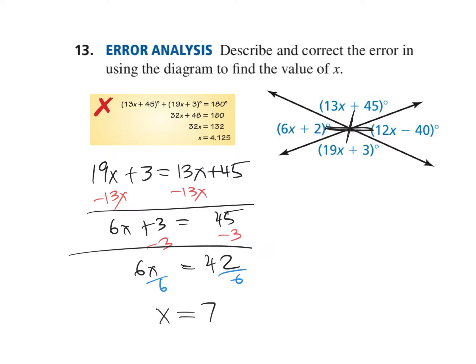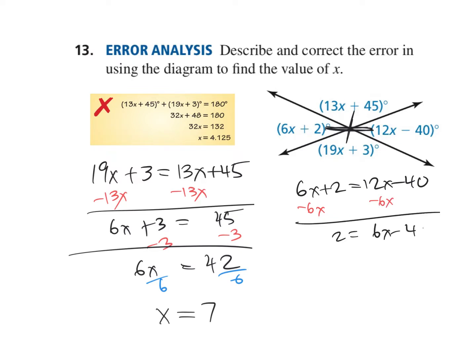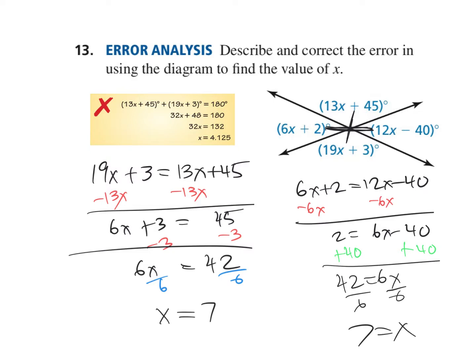Same thing as if we do this side. 6x plus 2 is equal to 12x minus 40. Those are all vertical angles, so they're equal. So I'm going to subtract 6x from the left, and I will get 2 equals 6x minus 40. And now I will add 40 to both sides, and I get 42 equals 6x, and divide off the 6, I get 7. So both of them work the same way.